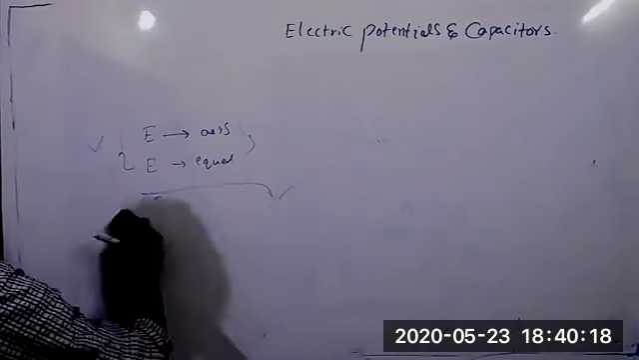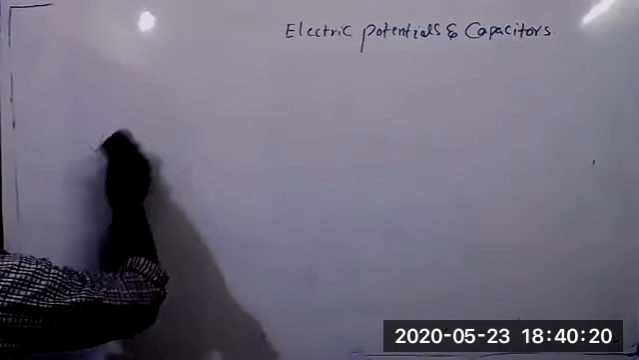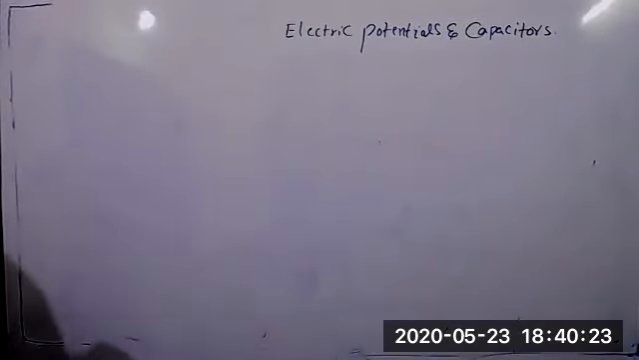Can you revise once the potential energy of an electric dipole in a uniform electric field? I didn't get. Potential energy of an electric dipole in a uniform electric field.